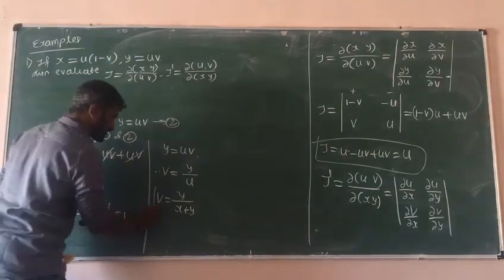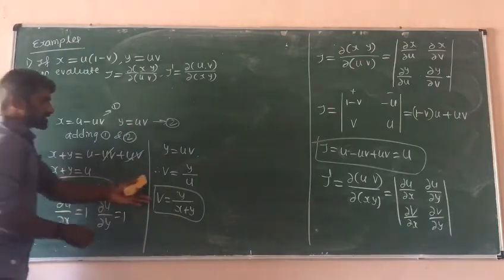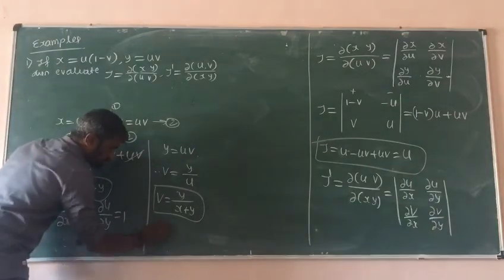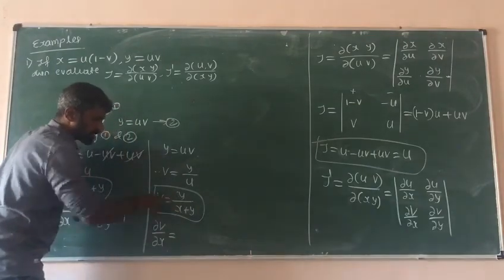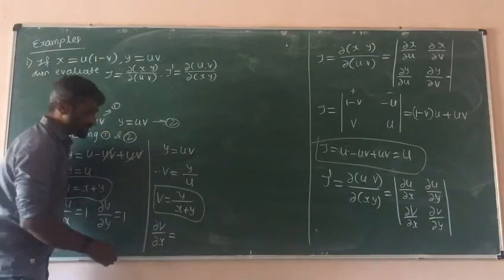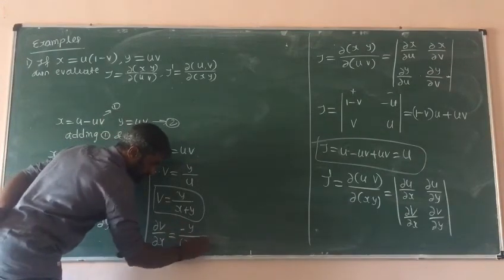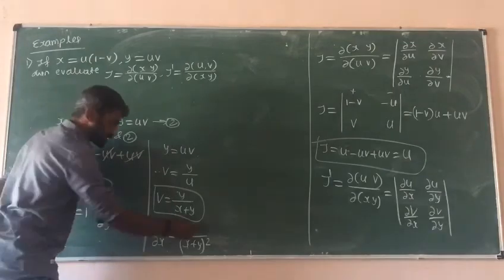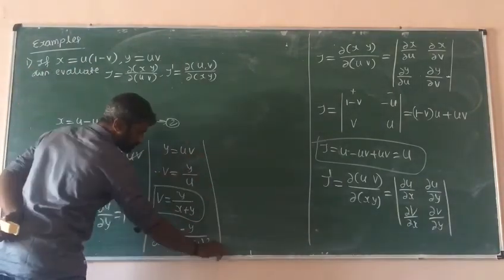Replace that part, so it is v and it is u. Differentiate this, ∂v/∂x, partially with respect to x, y is constant, take it outside. Differentiation of 1 by x is minus 1 divided by x square, in terms of x plus y, into differentiation of x plus y which is 1. So ∂v/∂x is minus y divided by (x plus y) whole square.